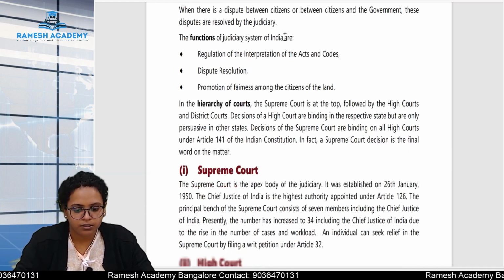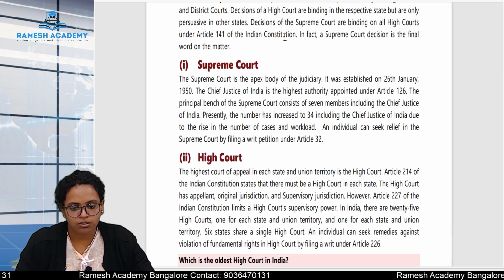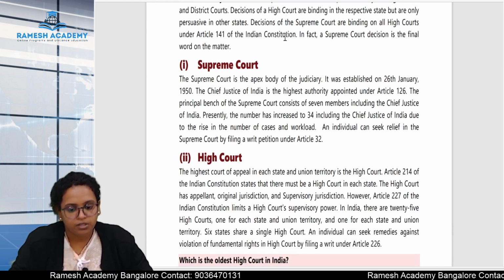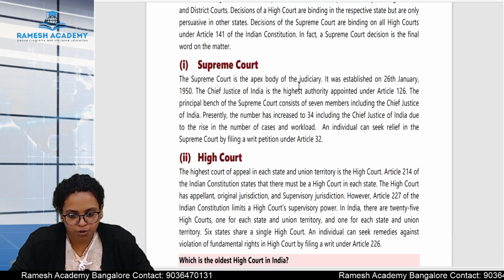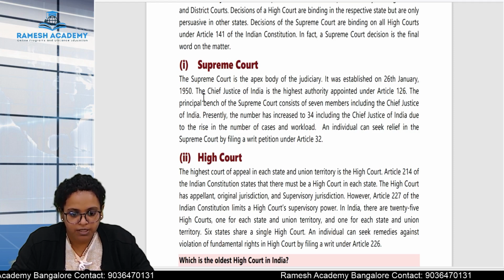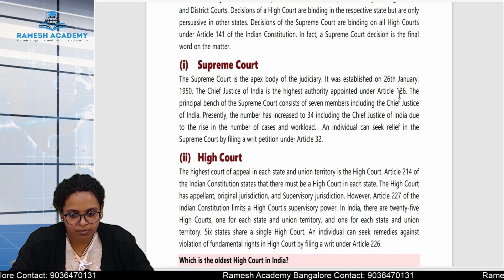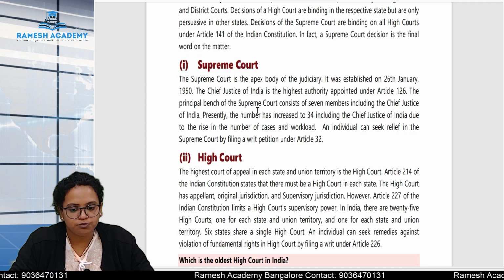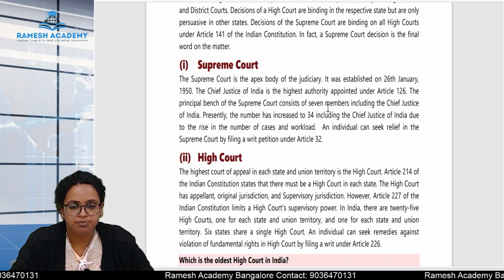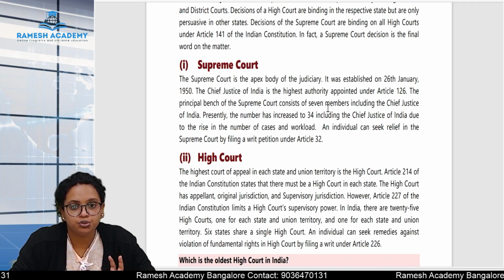Okay, now under Supreme Court, let us see. Supreme Court is the apex body of the judiciary. It was established on 26 January 1950. The Chief Justice of India is the highest authority appointed under Article 126. The principal bench of the Supreme Court consists of 7 members. Please mark this one. This is the constitution of the Supreme Court.